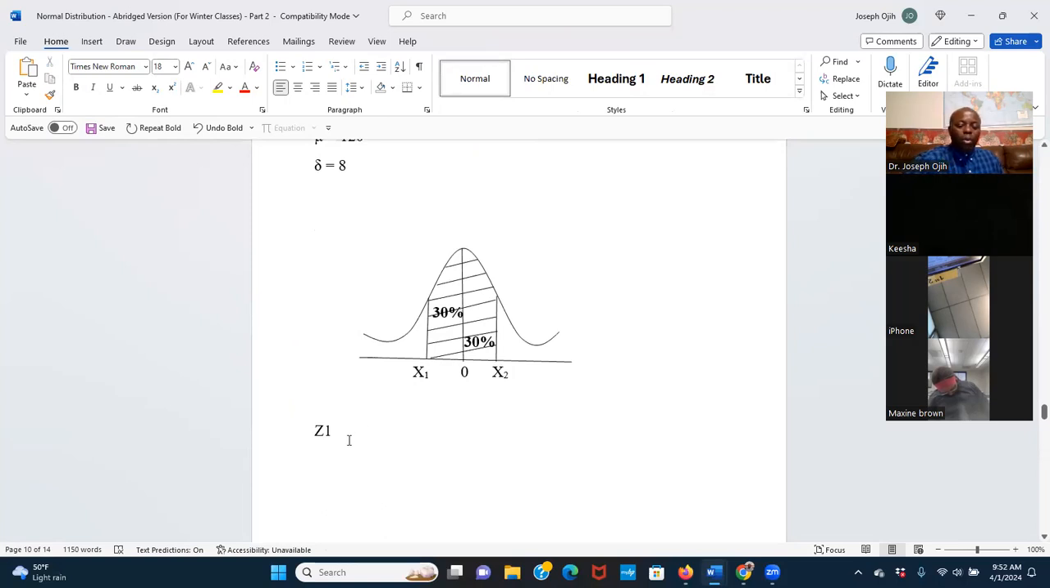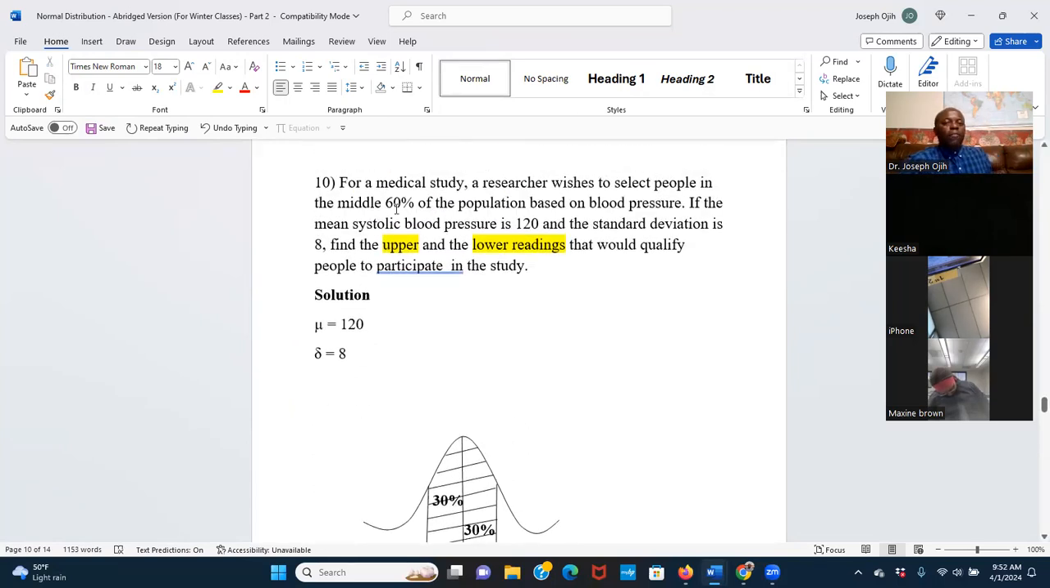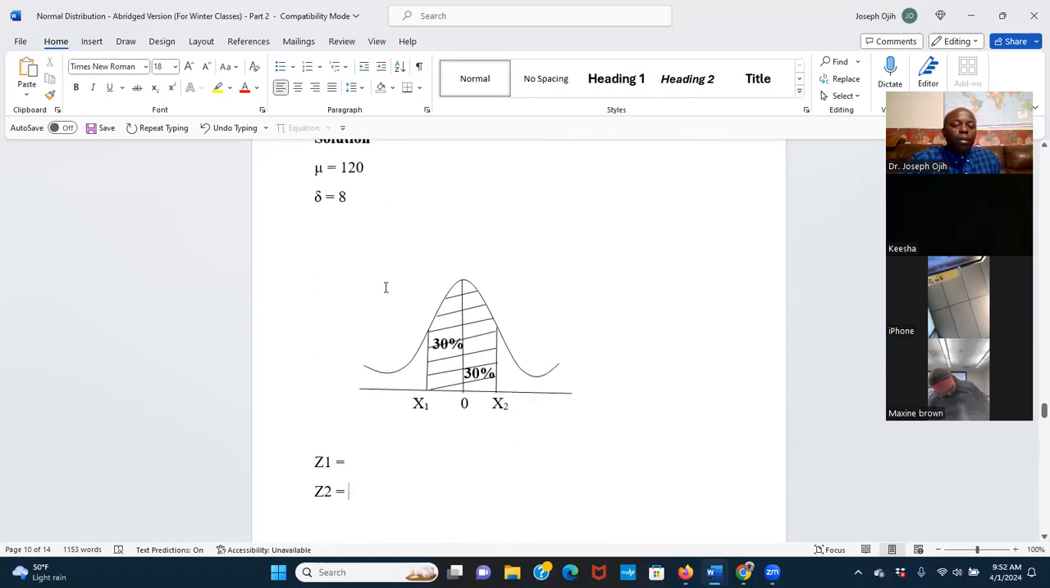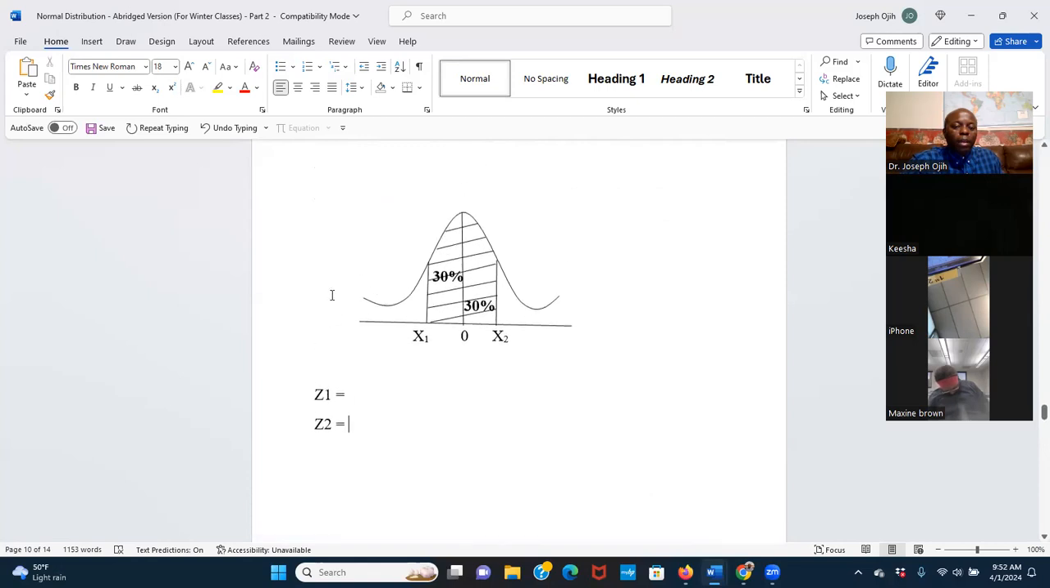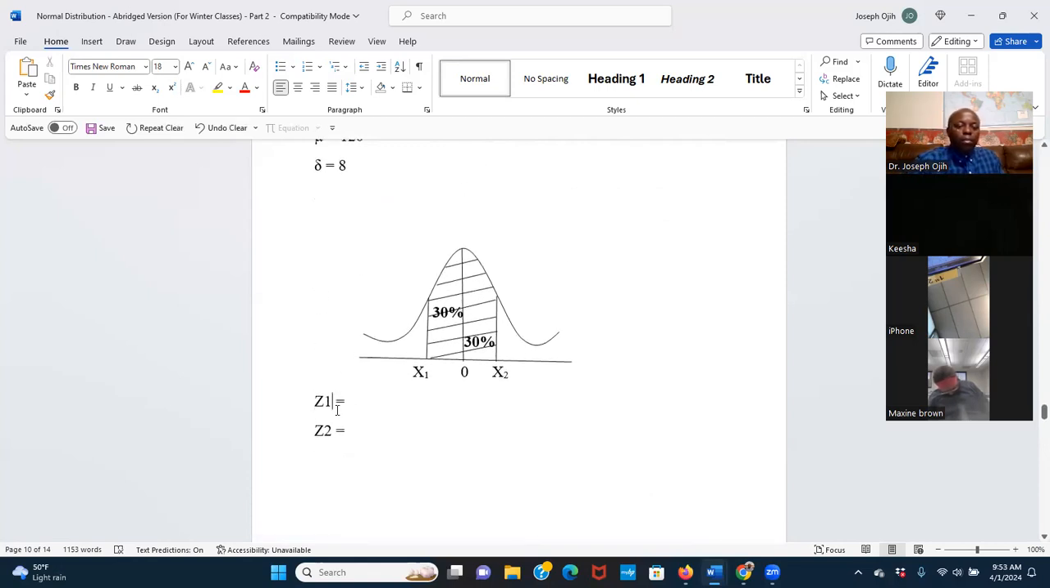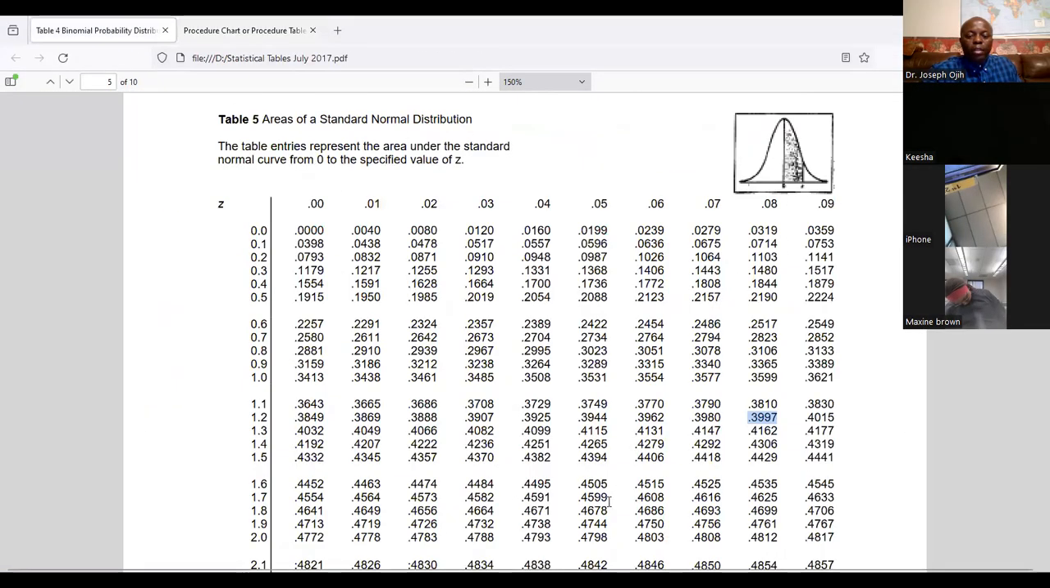So let's get our Z1 and Z2 to be able to answer this question. It says, for this medical study, the researcher wishes to select people in the middle 60% of the population based on blood pressure. If the mean systolic blood pressure is 120 and the standard deviation is 8, find the upper and lower readings that will qualify. For our Z1, we have 30% on both sides, so the area is 0.3000. Now let's go to the table of normal distribution to find this. I got a table right here.